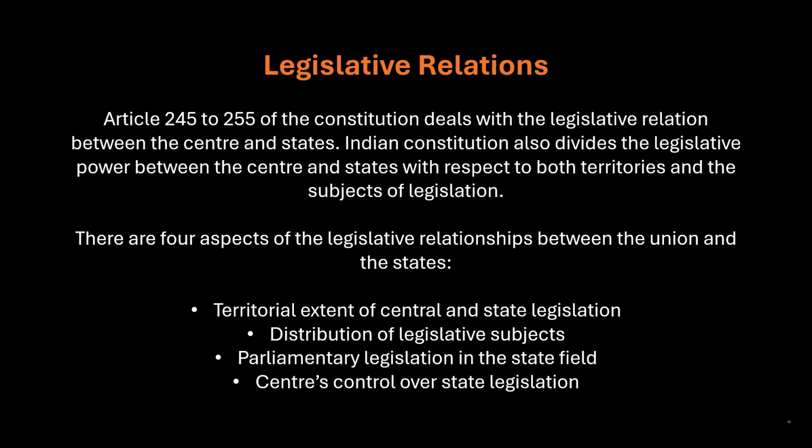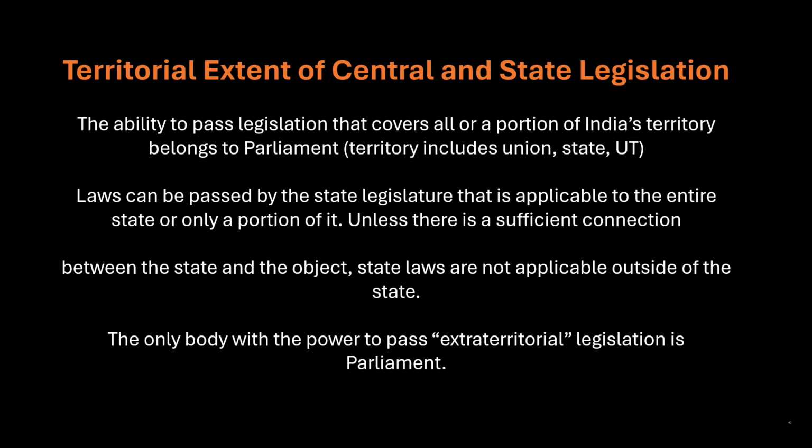Legislative relations. Article 245 to 255 of the Constitution deals with the legislative relation between the center and states. The Indian Constitution also divides the legislative power between the center and states with respect to both territories and the subjects of legislation. There are four aspects of the legislative relationships between the Union and the states: territorial extent of central and state legislation, distribution of legislative subjects, parliamentary legislation in the state field, center's control over state legislation.